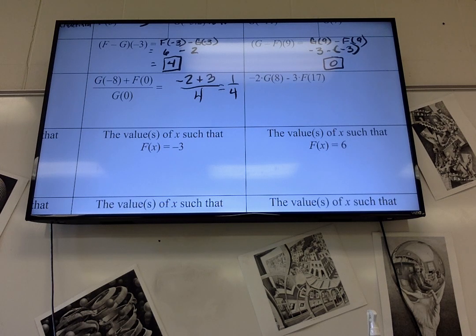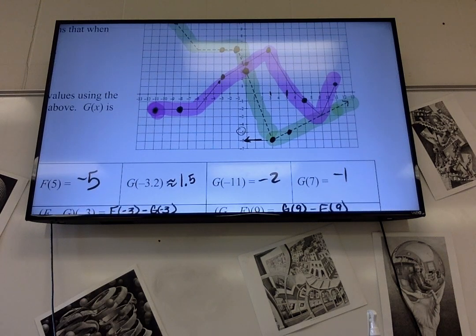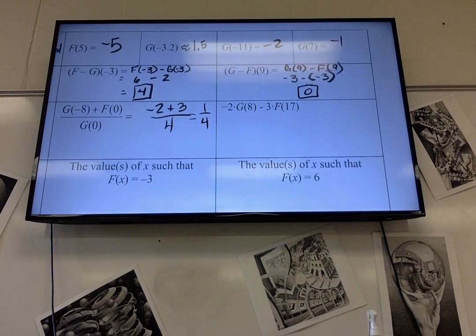Okay, the next one, -2 times g of 8. Okay, g of 8 is... g is the pink one, sorry. Right here, which is -2.